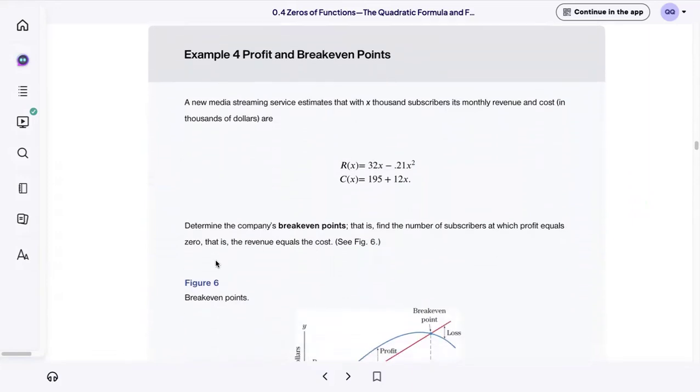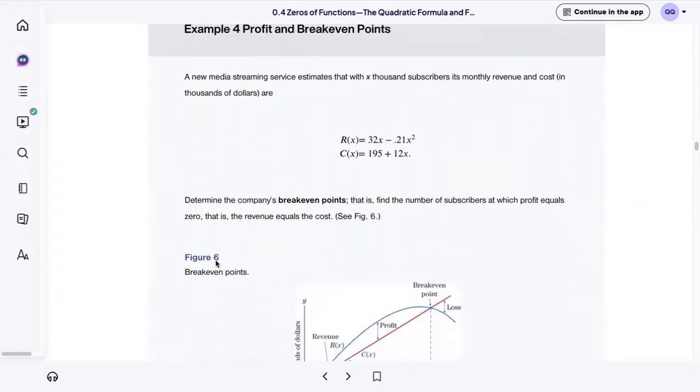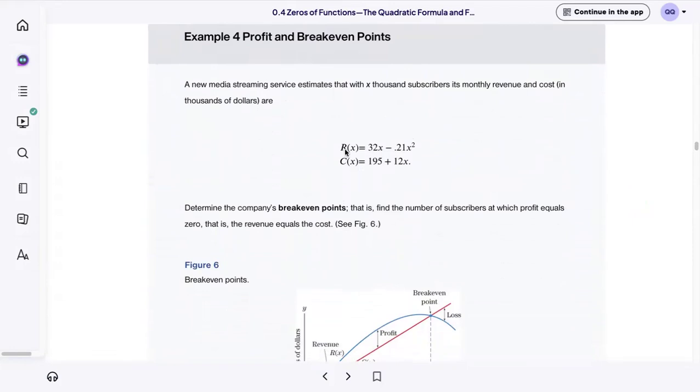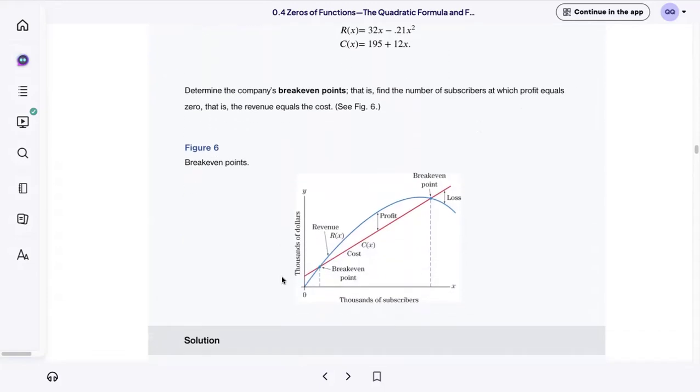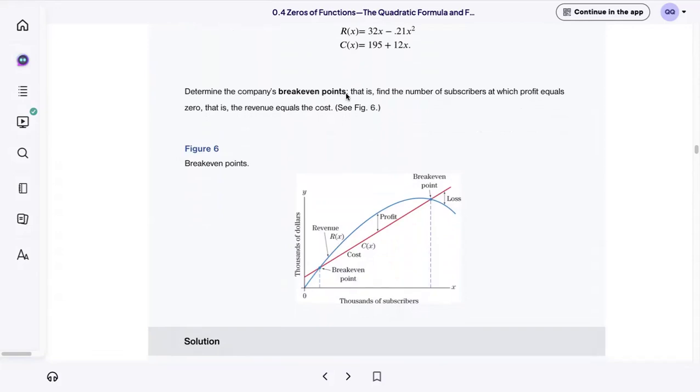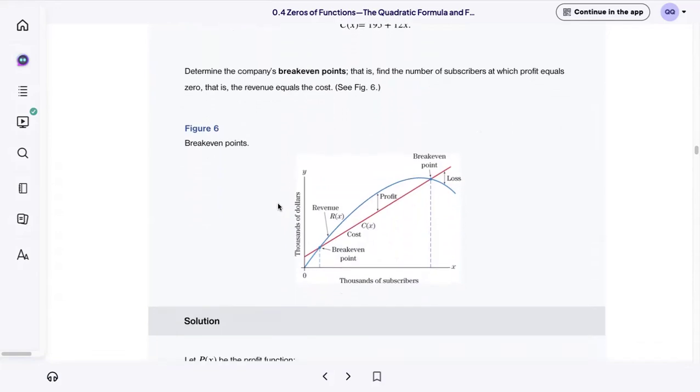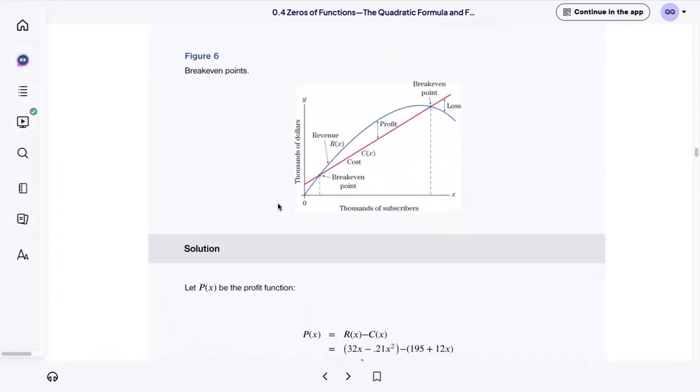And we use the ideas in life. In this example, we have a revenue function as a quadratic downward parabola. We have a cost function as a linear function. And we want to find a break-even point. What does break-even mean? It means you don't lose money, and also you don't make money. So we can equate those two functions to solve.